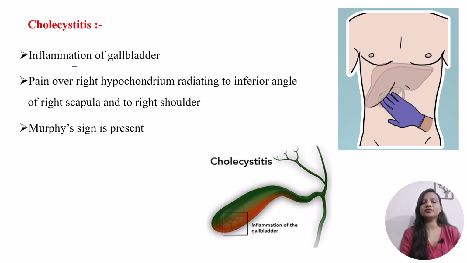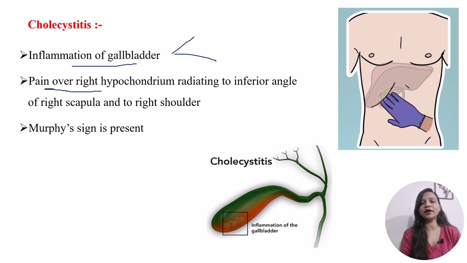Moving on, next one is cholecystitis. Cholecystitis is inflammation of the gallbladder. The cholecystitis can be of two types: first is acute and second is chronic, and it can also be of two types, calculous and acalculous. When I say calculous, it is occurring due to the gallstone, and when I say acalculous, it is occurring due to bile stasis. That means the bile is stuck in the gallbladder, which will lead to inflammation.